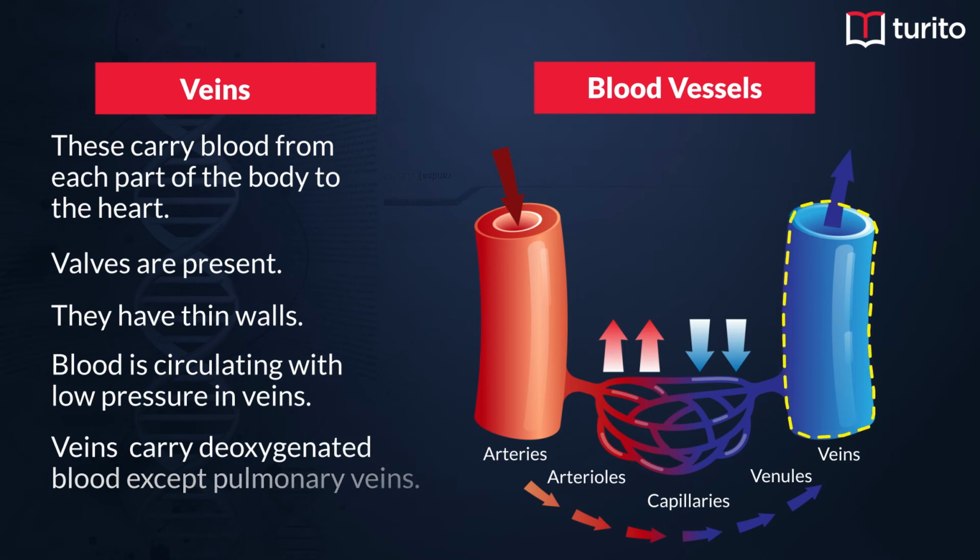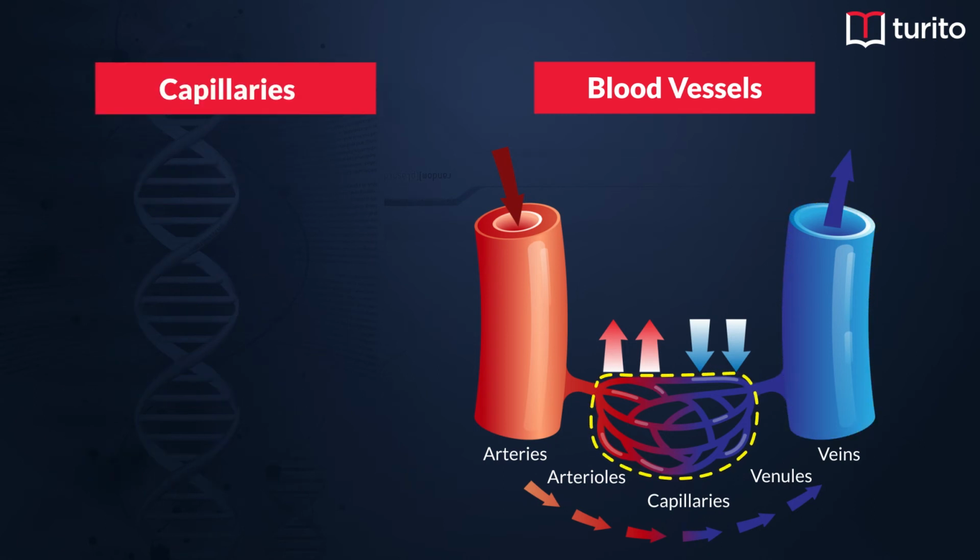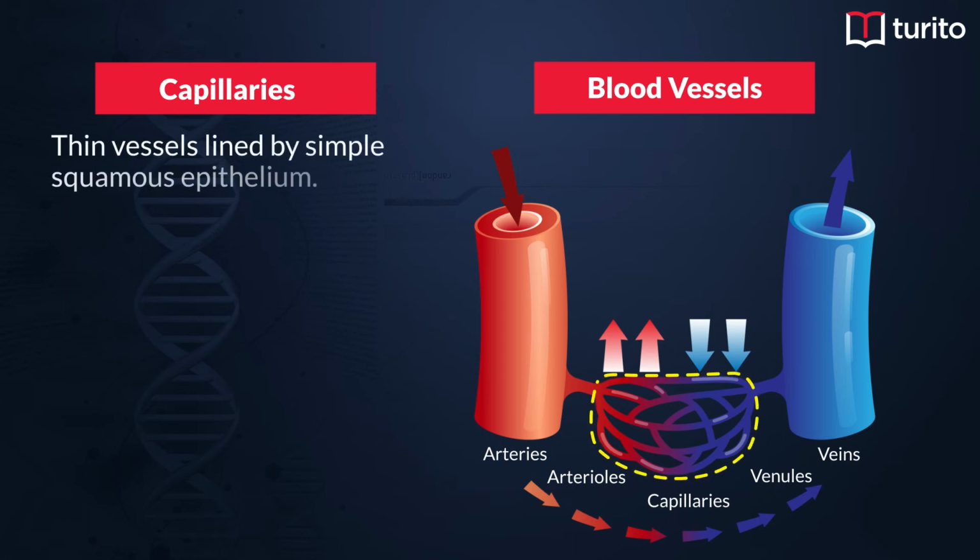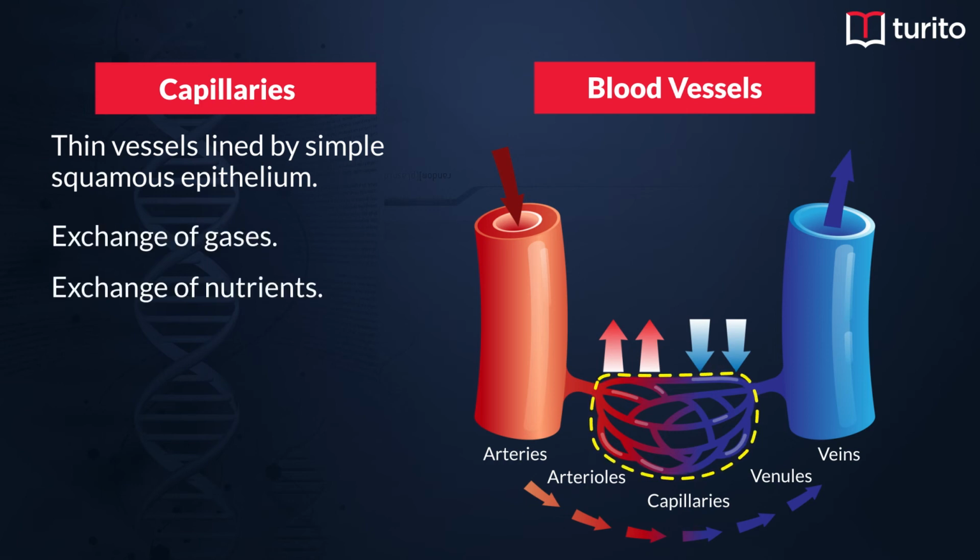And also veins carry deoxygenated blood except for pulmonary veins, which are responsible to carry oxygenated blood from the lungs to the heart. Now talking about capillaries, these are very thin vessels of the blood network which are responsible for exchange of gases and exchange of nutrients, and they are open at both ends. At one end they are connected to arterioles of arteries and at another end they are connected to venules of veins. Hence, we've understood blood vessels in our body.